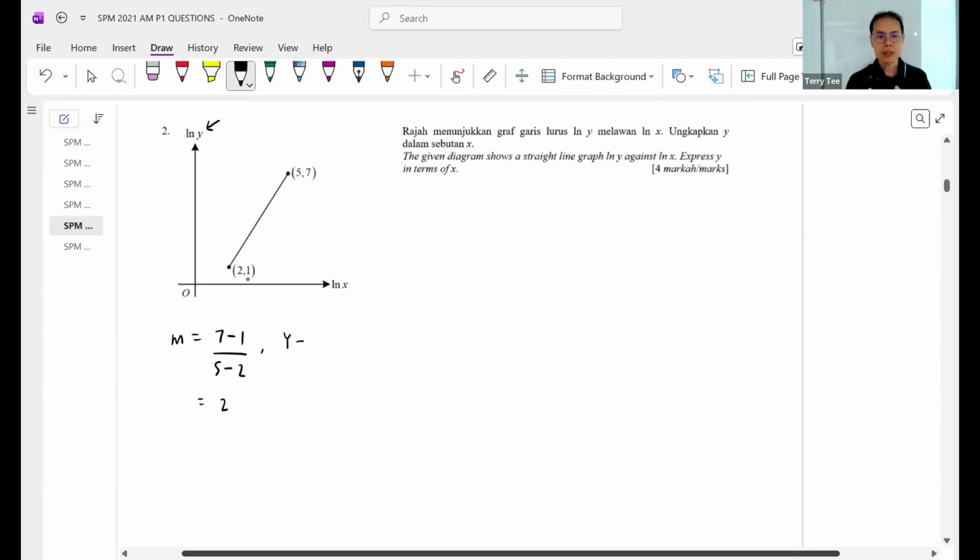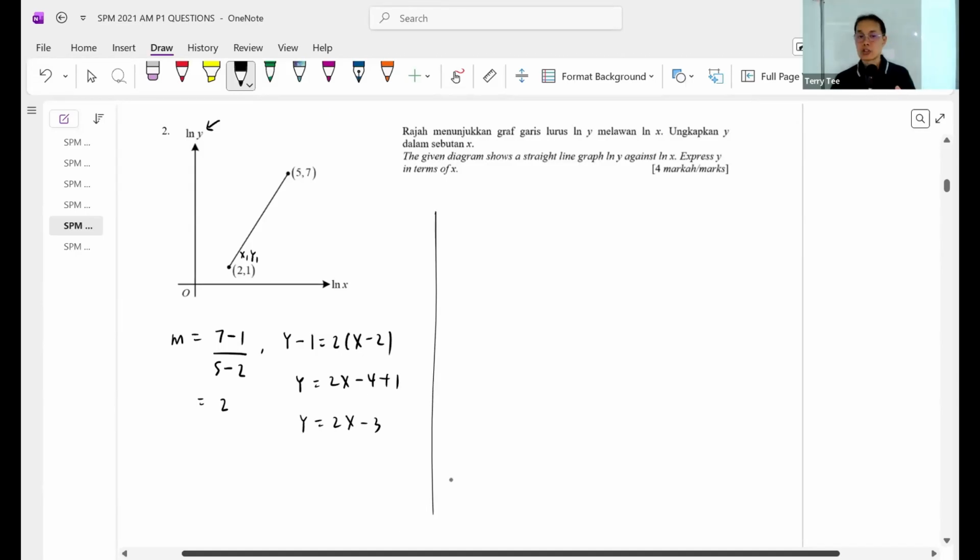Your y1, let me pick this point. You can use any point. This is your x1, y1. I use 2, 1. Your y1 is 1. Gradient is 2. x1 is 2. Expand the bracket. This is 2x minus 4 plus 1. Your big Y is 2x minus 3.